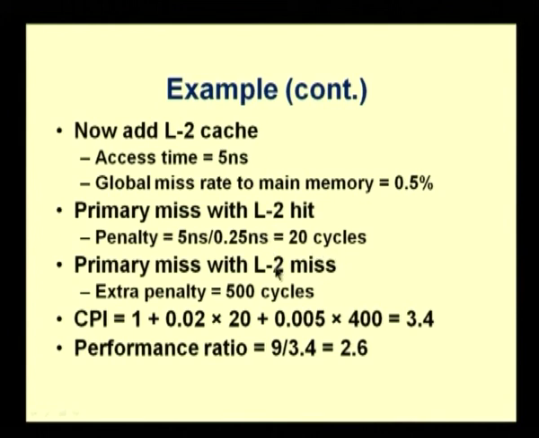If it is not there in L2, that is, I get an L2 miss, only then do I go to main memory. In that case, we get an extra penalty of 500 cycles. So your effective CPI becomes 1 plus 0.02 times 20 plus 0.005 times 400, which is 3.4. The performance benefit you get will be 9 by 3.4, which is 2.6. So you can see the performance benefit you get by using this kind of 2-level cache. This is something that is done.